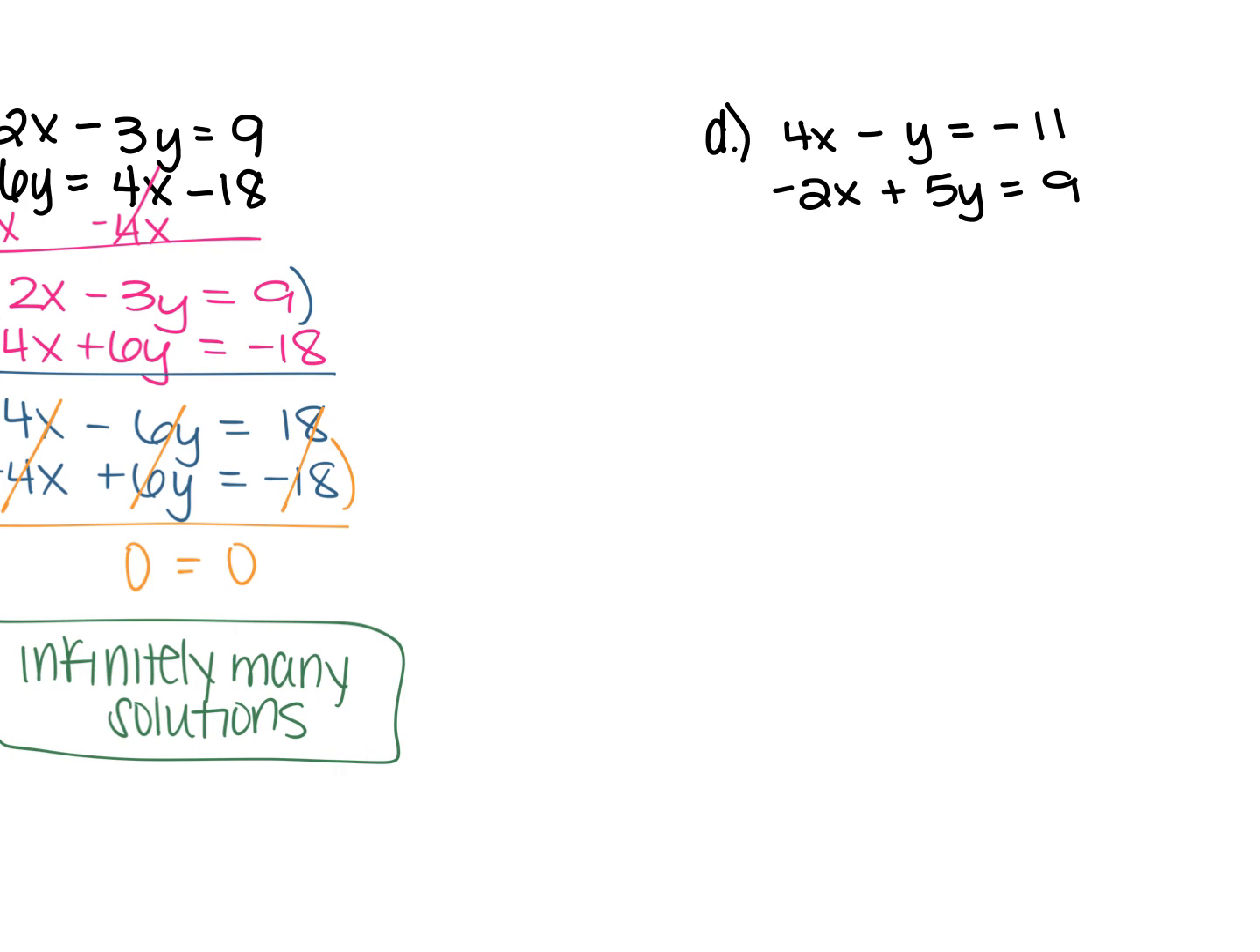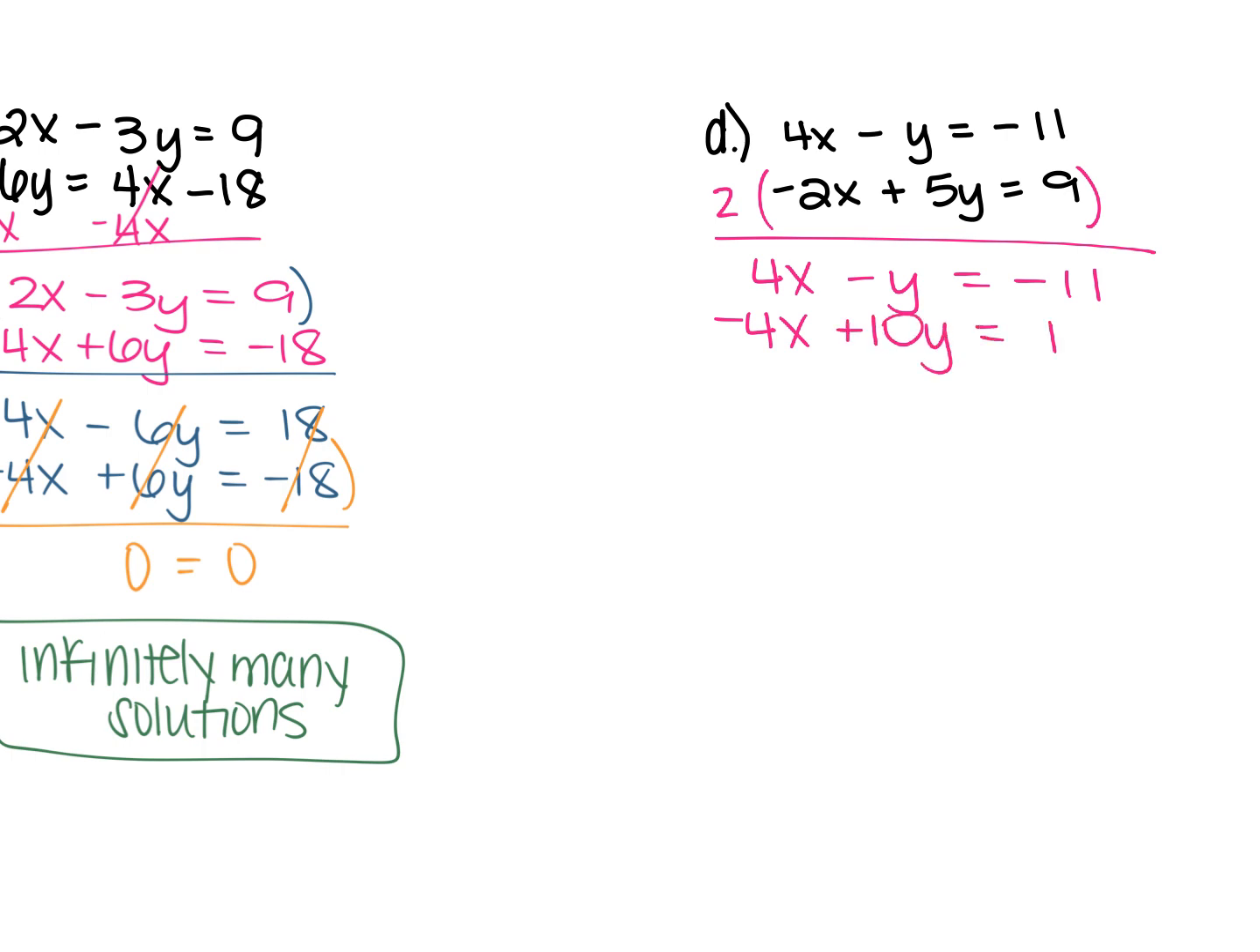4 is your least common multiple. Between the 5 and the 1, it would be 5. 4 is less than 5, so I'd rather work with the 4. So multiply the bottom by 2 to get rid of your x's. This is going to leave you with 4x minus y is equal to negative 11, and negative 4x plus 10y is equal to 18. If we combine like terms, your x's cancel to give you 9y is equal to 7. Divide each side by the 9, and you have that y is 7/9.